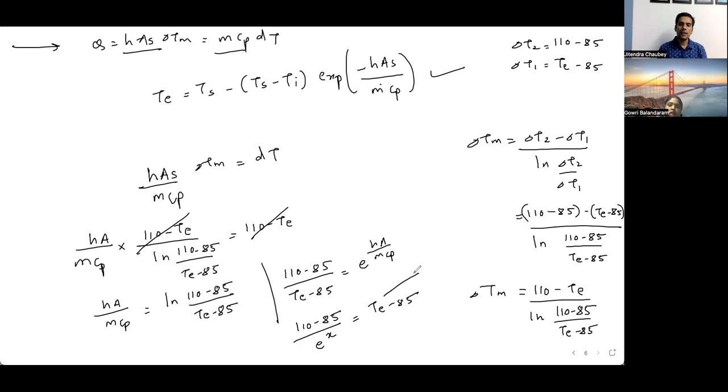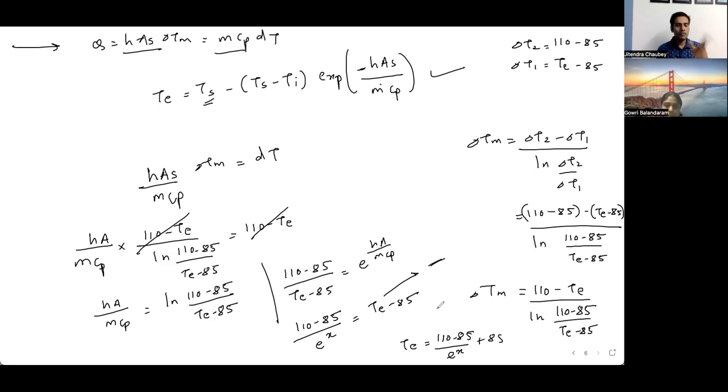I think now it is easy to calculate TE. TE would be 110 minus 85 upon exponential something plus 85. And that is exactly what they have given. 85 is the surface temperature. They have a negative sign over here, but at the same time they have a negative sign over here. You should know that the exponential negative sign can be taken out and it will become positive. So that's how this formula looks exactly the same.